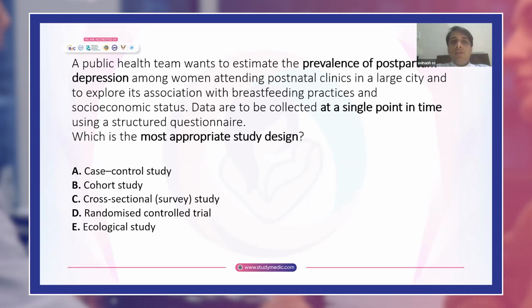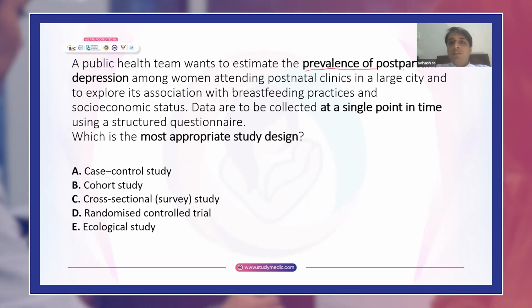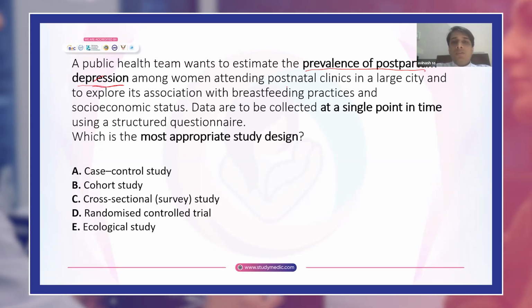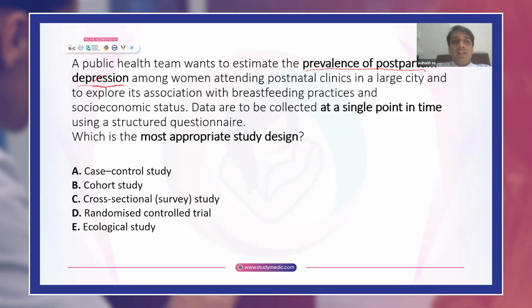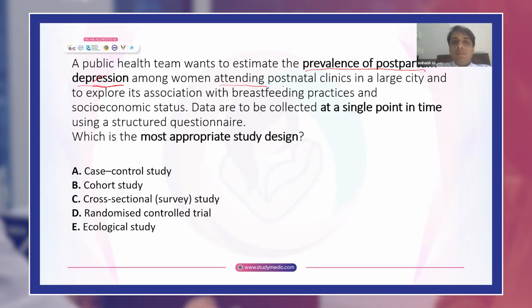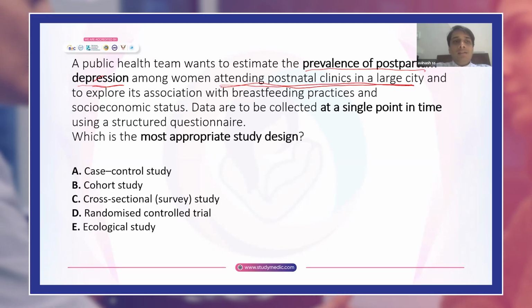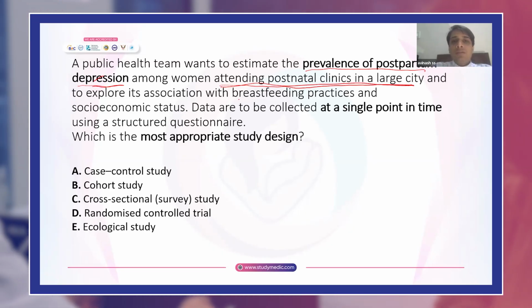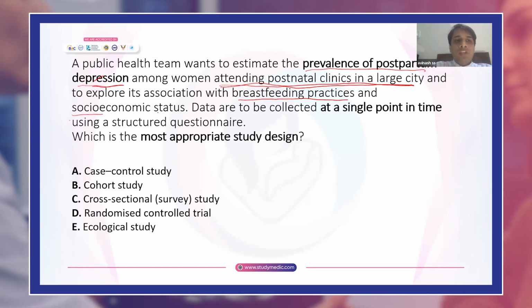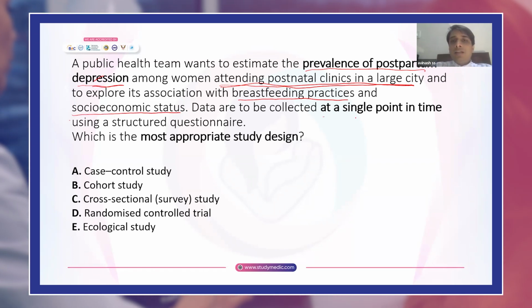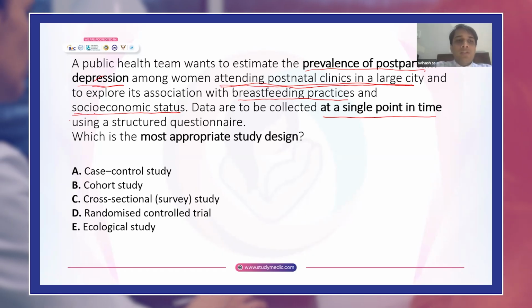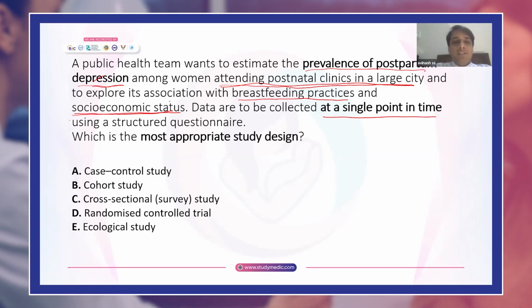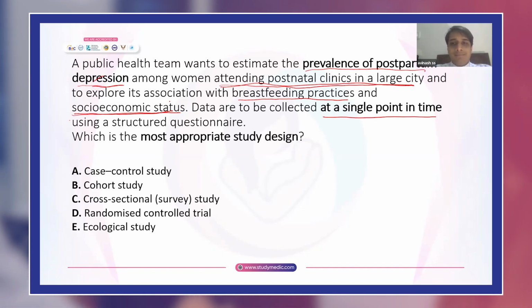A public health team wants to estimate the prevalence of postpartum depression. That means they want to estimate the prevalence amongst the women who are attending the postnatal clinic in a large city. This is the sample, and they want to explore its association with breastfeeding practices and the socioeconomic status of the women. Data are collected at a single point in time using a structured questionnaire. So these are the hints: which is the most appropriate study design?